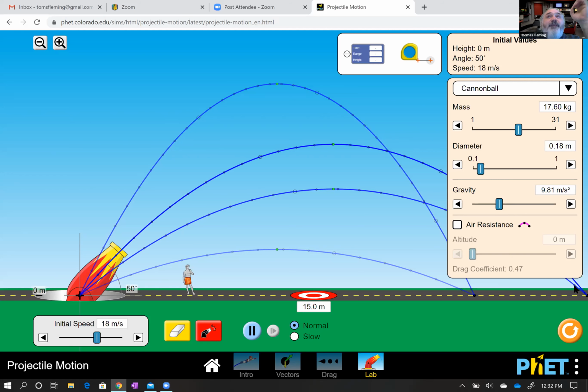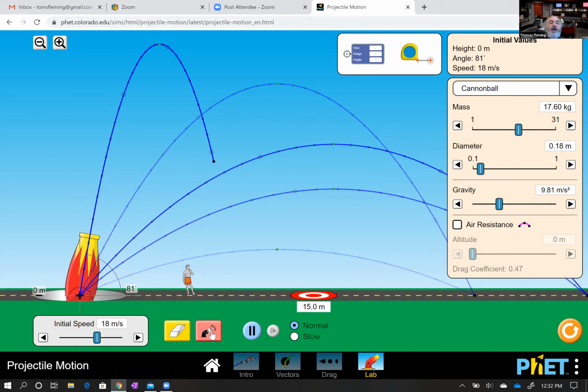Now, 45 degrees is going to go further than any other possible angles. And the closer you are to 45, the further you're going to go. So if I go way off 45, if I go like really close to like, here's 81 degrees, you'll see this one goes way up high. It stays in the air really, really long, but it's got such a small sideways velocity that it doesn't travel very far sideways before hitting the ground.